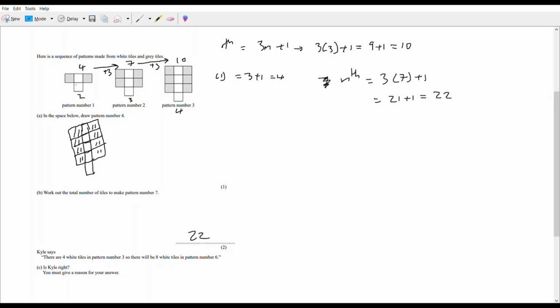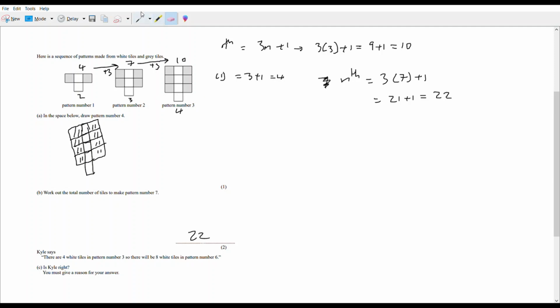And then similarly, the grey tiles are 2. I'm going to put a grey and blue. Actually, I'll put red represents grey. So two grey tiles, 4 grey tiles, and then 6 grey tiles. You with me? So he says there are 4 white tiles in pattern 3. That's correct. There are 4. So there will be 8 white tiles in pattern 6. Is that the case? Okay, let's get rid of the reds because we're just looking at the whites now.